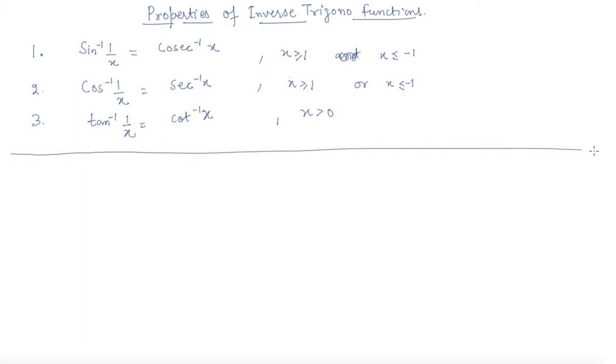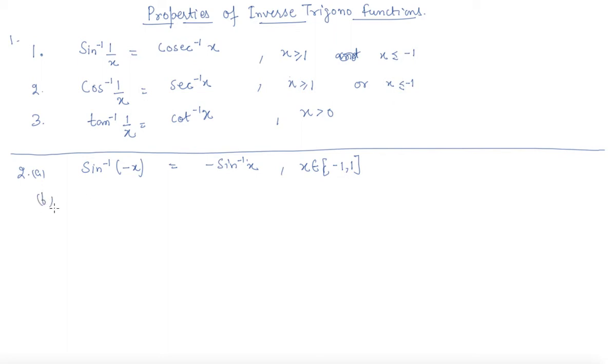Okay, so now we will discuss different formulas which are odd or even functions based. So sine inverse minus x is equal to minus sine inverse x for all x belongs to minus 1 to 1. Okay, so this is 2a, let's say.